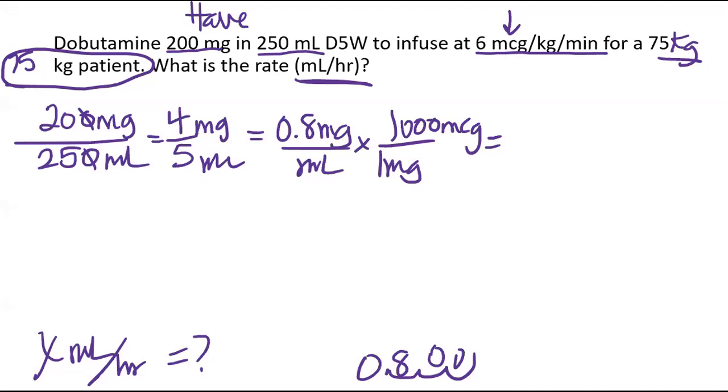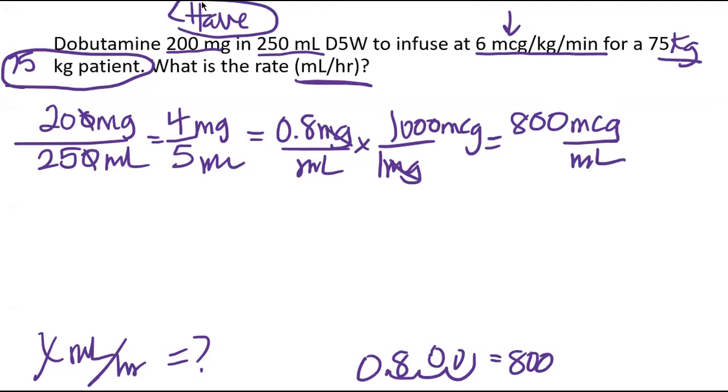And so we have 800 out of this whole thing. I'll show you, my milligrams cancel out. This is equal to 800. So here we have 800 micrograms per ml. And that's what we have in the bag. Okay, we have that in the bag. This is what we're infusing now.